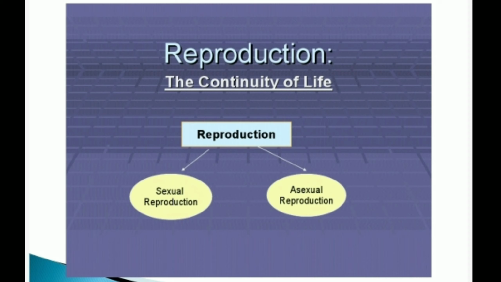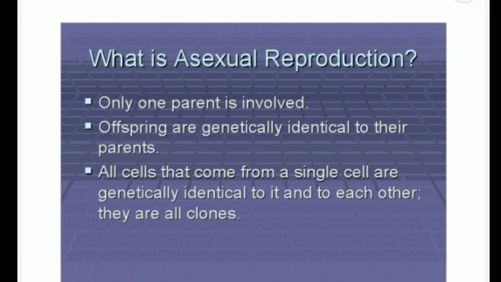In this video we'll be covering asexual reproduction first of all. In the next video we'll be covering sexual reproduction. So let's start with asexual reproduction. Only one parent is involved in asexual reproduction. Offsprings are genetically identical to their parents. Because only one parent is involved, all cells that come from a single cell are genetically identical to it and to each other. So you can call them clones also because they resemble their parent.